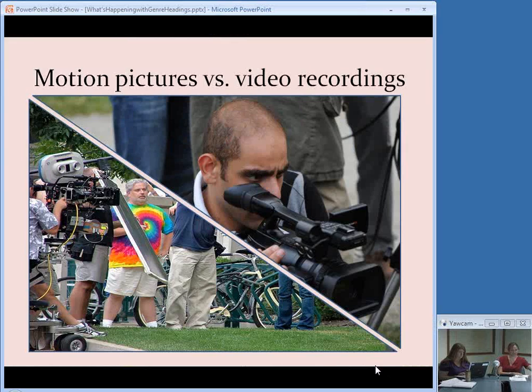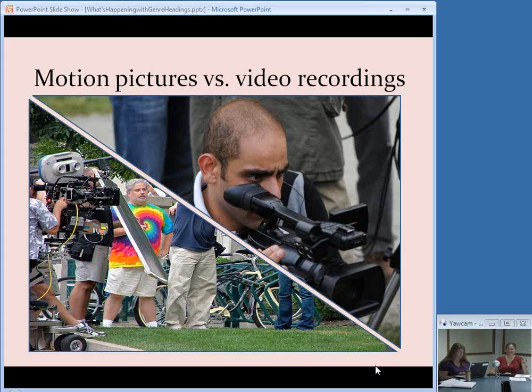Now, you might be a little bit confused about the difference between motion picture terms and video recording terms, and I don't blame you if you are. It deals with the fact that the Library of Congress themselves do not catalog VHS or DVD items. They stick to motion pictures, which are the actual reels of film that movies are originally issued on. And so for them, they're motion picture terms.